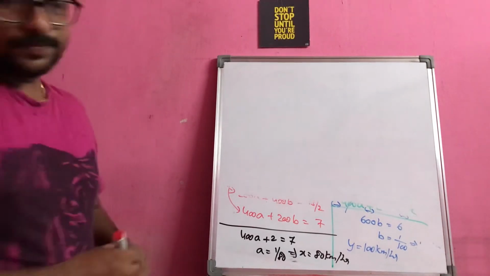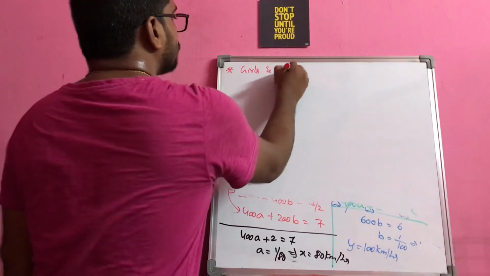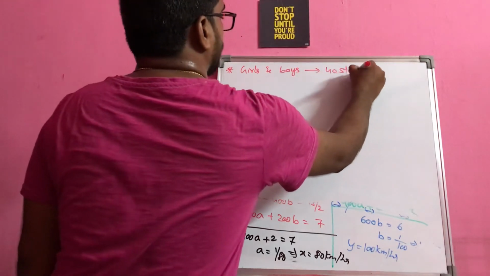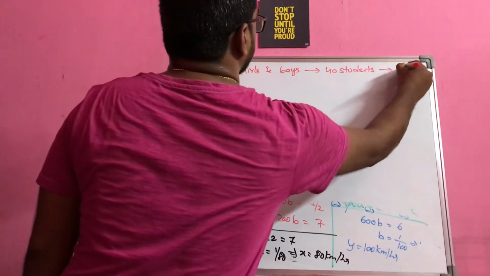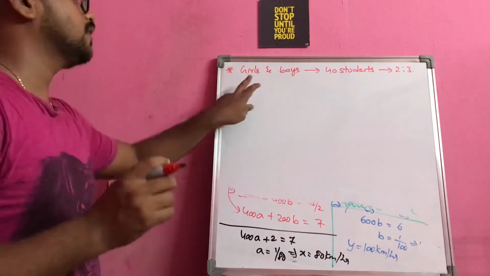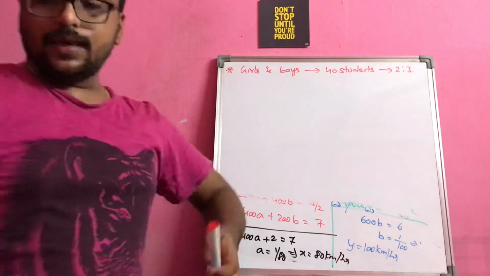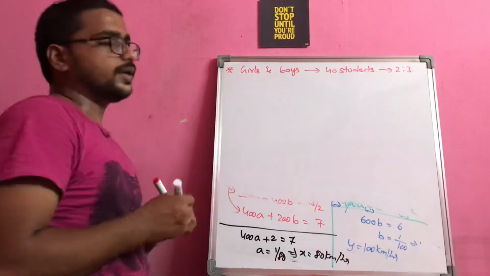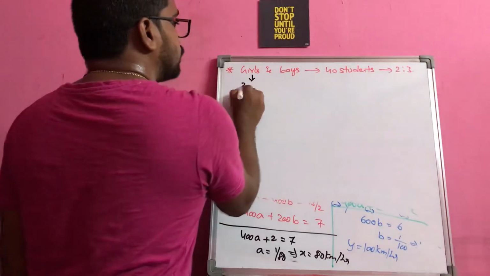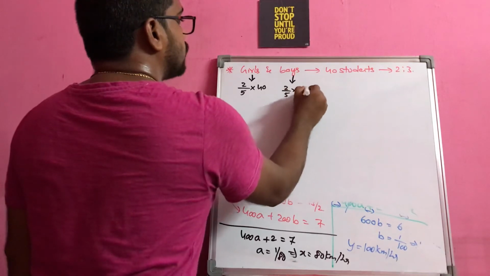Now see this question. Ratio between girls and boys of a class of 40 students is 2:3. See the question. So let us understand this part first and later we will go to the remaining part of the question. Girls to boys is 2:3. That means 2 by 5 into 40 is girls, and 3 by 5 into 40 is boys.